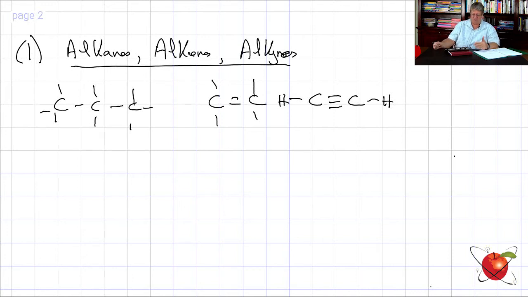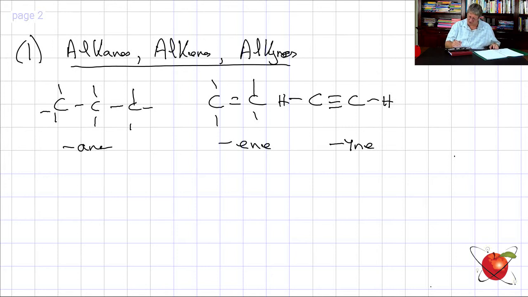I'm not going to bore you with drawing hydrogens. Alkane, alkene, alkyne: this is our -ane, this is our -ene, and this one is our -yne. What am I now going to do?